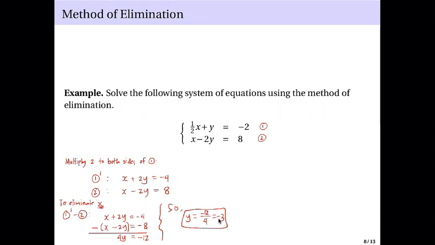And now, you have y equals negative 3. We can use any of equations 1 or 2 in order to solve for x.